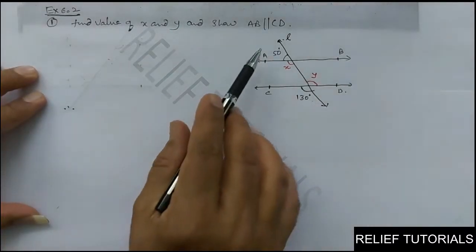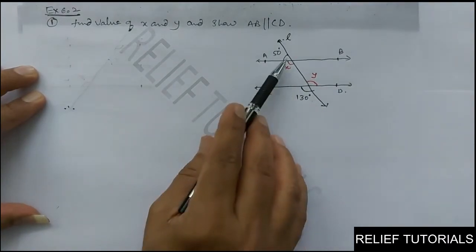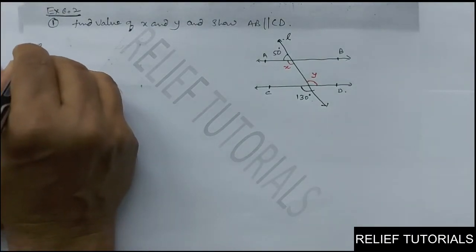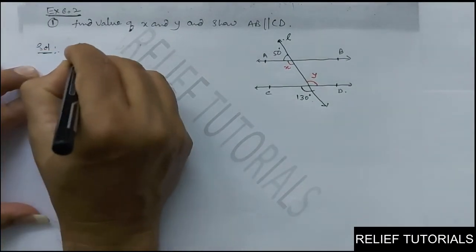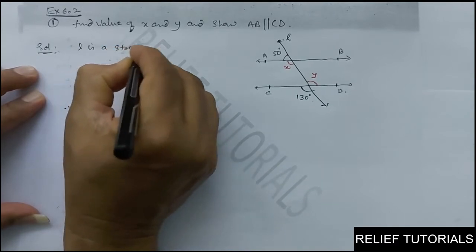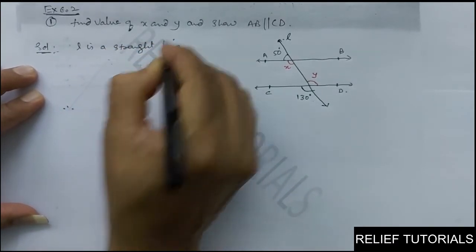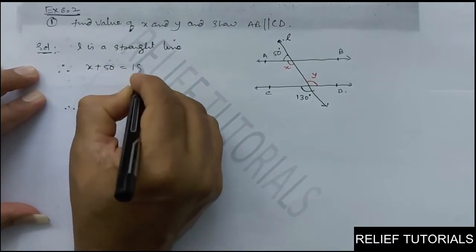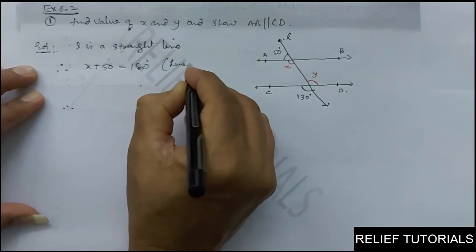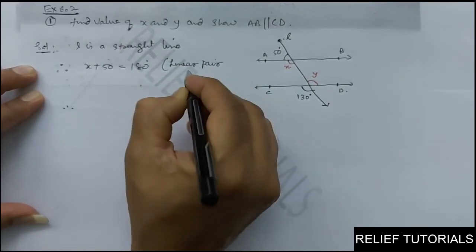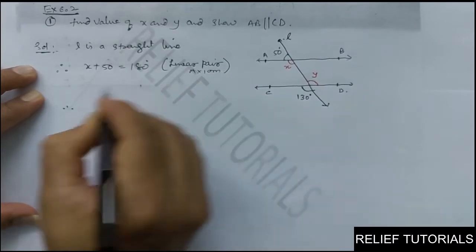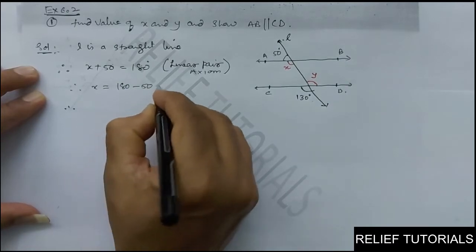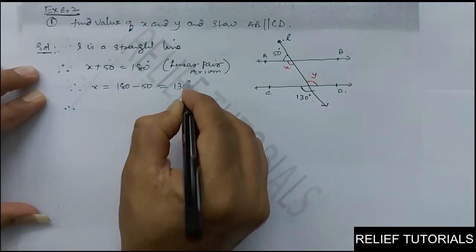So here you see, we can say this L is a straight line. So these two angles are linear pair angles, so the total will be 180. So solution, L is a straight line. So therefore you can say X plus 50 is equal to 180. Reason: linear pair axiom. So therefore X is equal to 180 minus 50, so that is equal to 130 degrees.